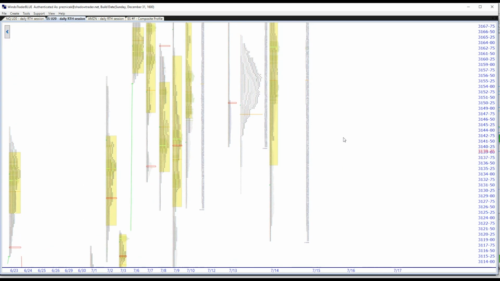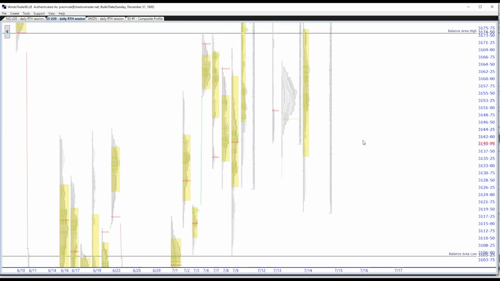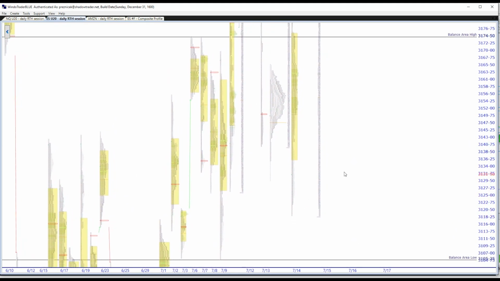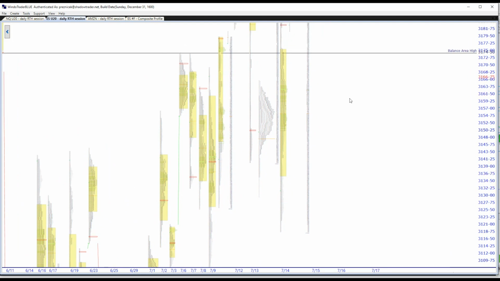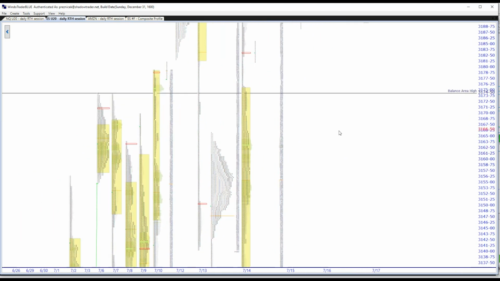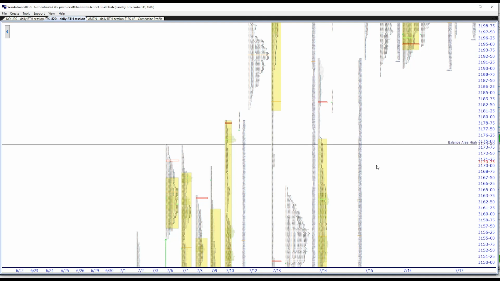So we go down, we don't make it, and then we rally hard. And as we rally hard, here's where it also, again, gets interesting. Where do we go to? We go back to the balance area high. So we rotate actually back to the upper end of balance, which is unexpected. And we start to breach and go higher, and we actually close outside of balance.